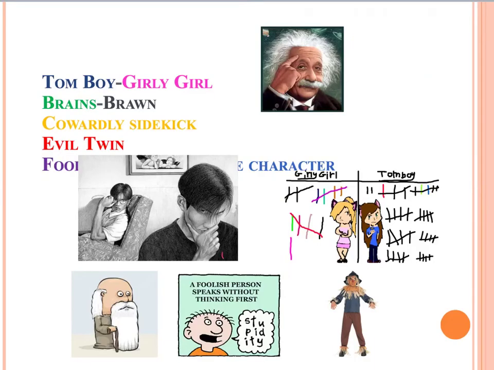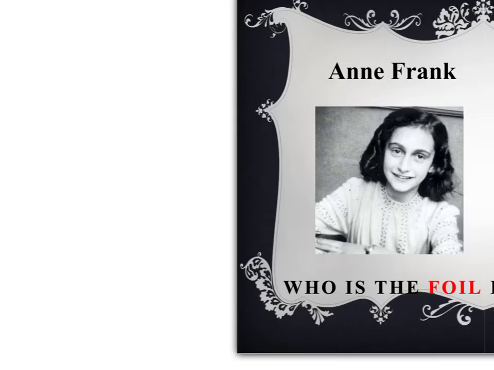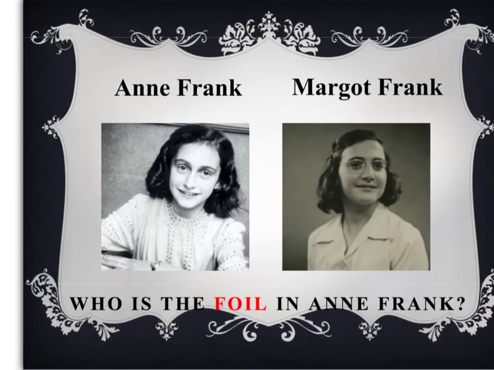Some sidekick foils that just reoccur in literature: tomboy versus the girly girl, brains versus brawn. You'll have the cowardly sidekick, maybe the evil twin. You'll have someone foolish to someone very intelligent. These are all very classic foils that you see in literature. In Anne Frank, who is the foil to Anne Frank? The foil actually is her sister Margot Frank. Anne and her mom fight a lot. Margot gets along with the mom and is still very childish in certain things and naive, where Anne is not.